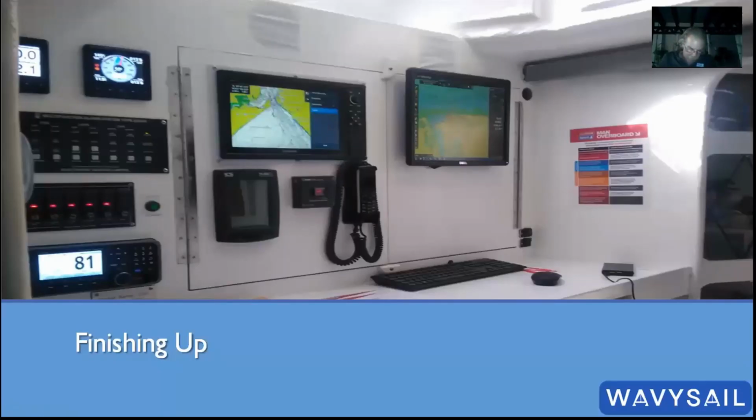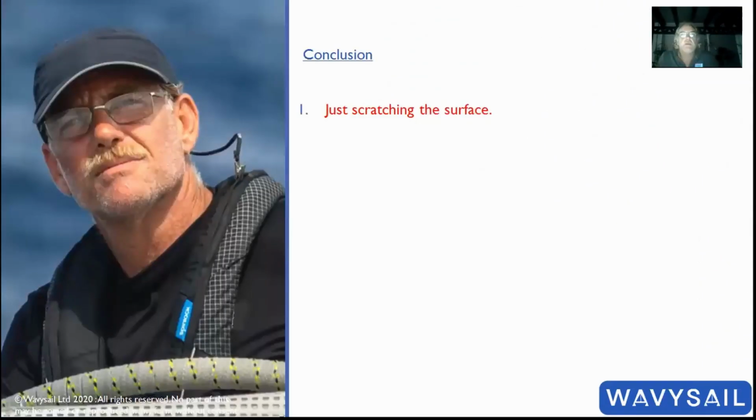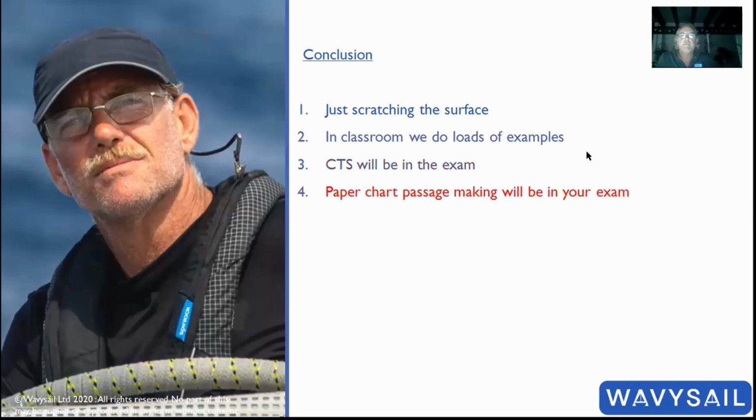Okay, so very, very just scratching the surface. In the classroom, we do loads and loads of examples of these. We practice them like mad, and they become completely second nature. The CTS is in every exam, both day skipper and the offshore exam for everyone. And paper chart making is in your exam. You have to write and do all sorts of paper chart making. And obviously practice makes perfect.